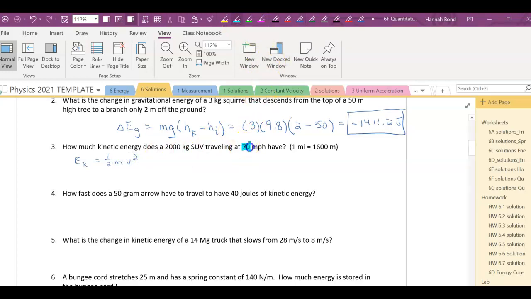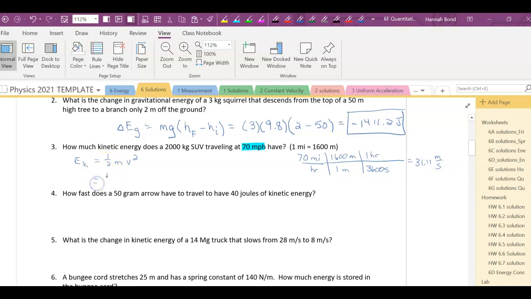Now, one thing I have to pay attention to, this is not in standard units, so I'm going to convert this miles per hour into standard units, which would be meters per second. They're telling me that 1 mile is 1,600 meters, and I know that an hour is 3,600 seconds. And so let's see here. So always work in standard units. That gives me 31.11 meters per second.